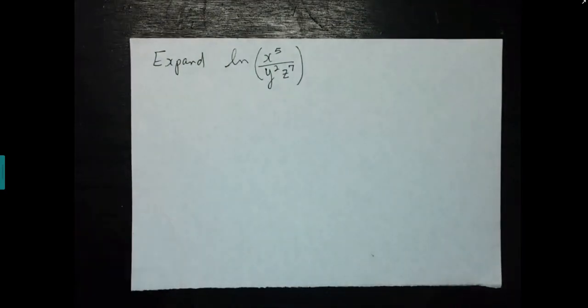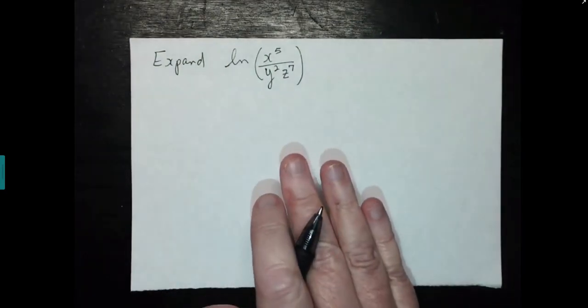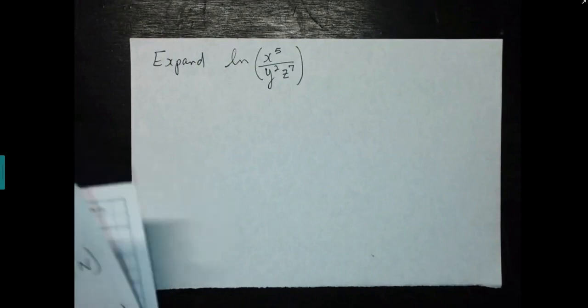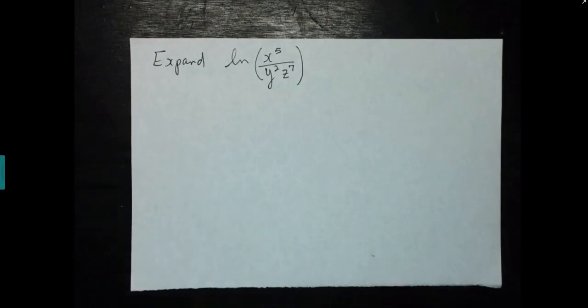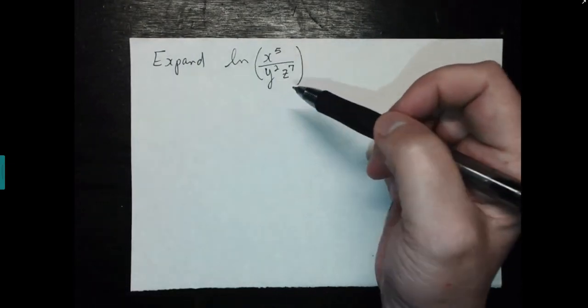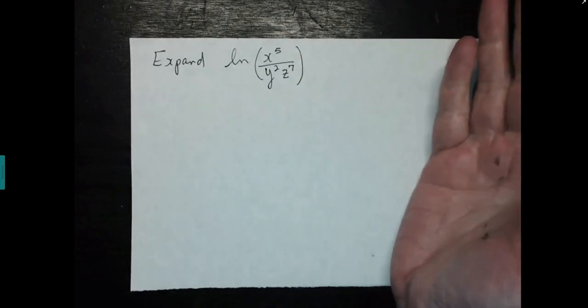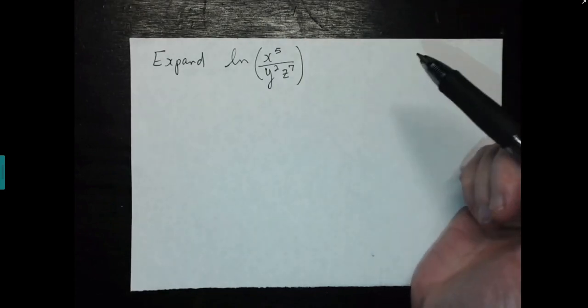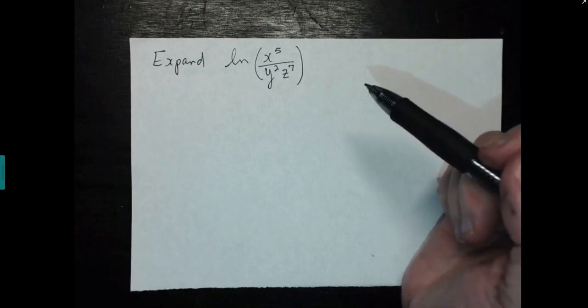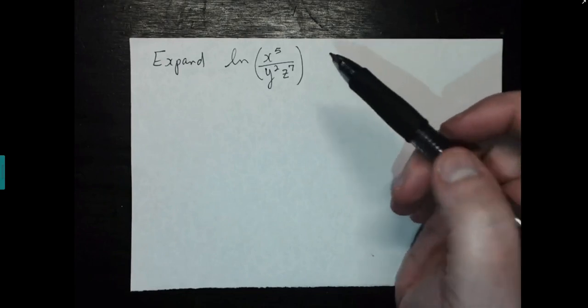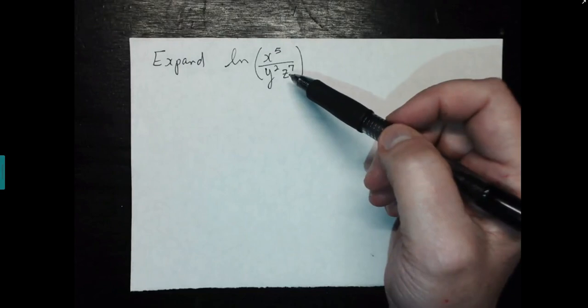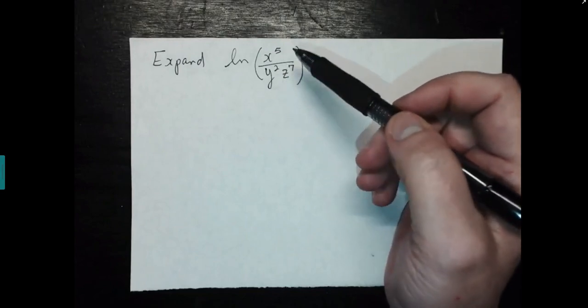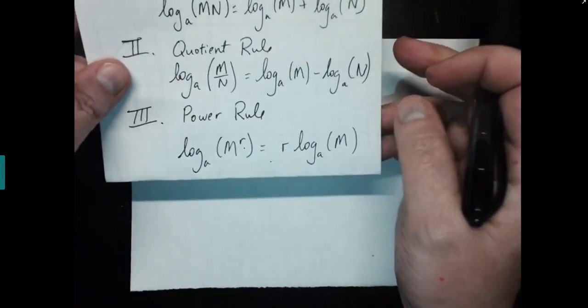All right, now what about this? Now we're going to do the exact opposite. We're going to start with a single logarithm and we're going to expand it. When I look at this, what I have inside these parentheses is a quotient. I don't have everything to one power. I don't have a product. I have a product here, but it's in the denominator of my quotient. So I have a quotient.